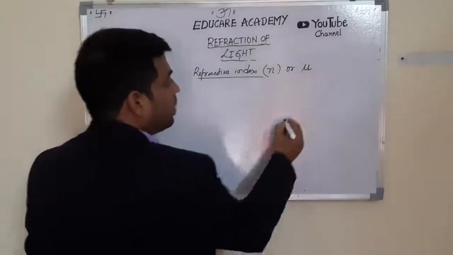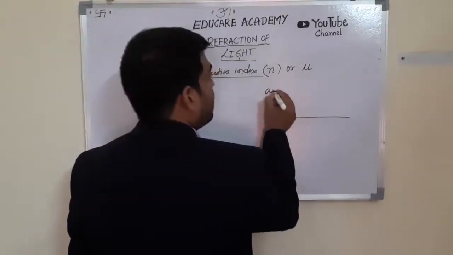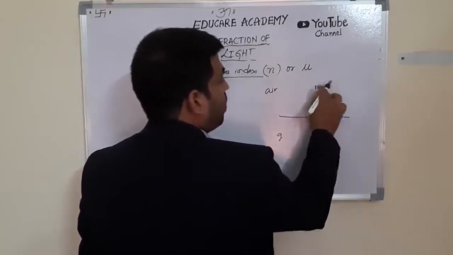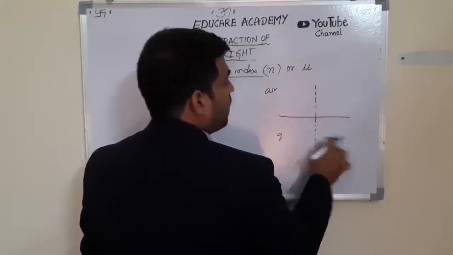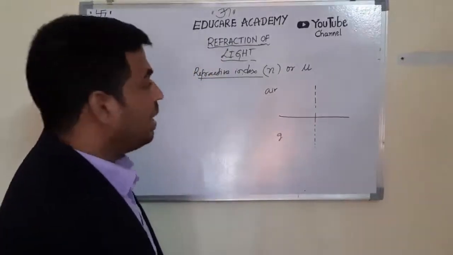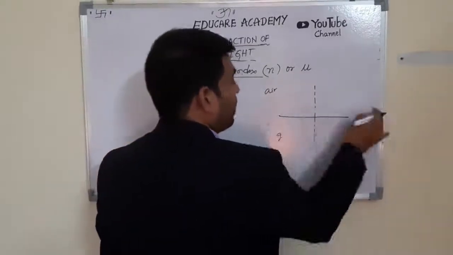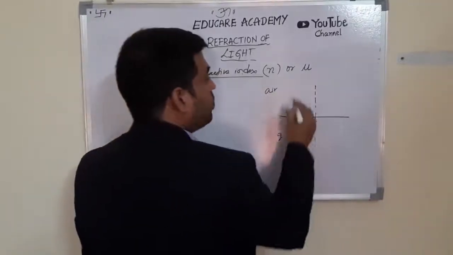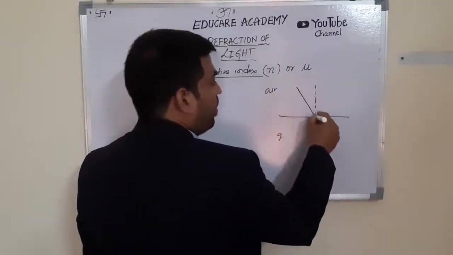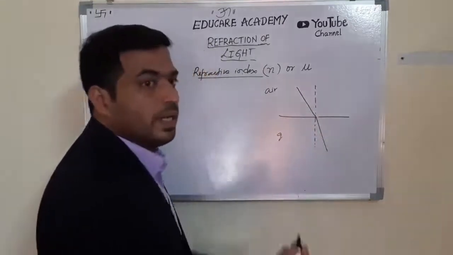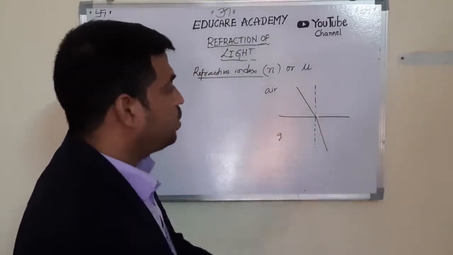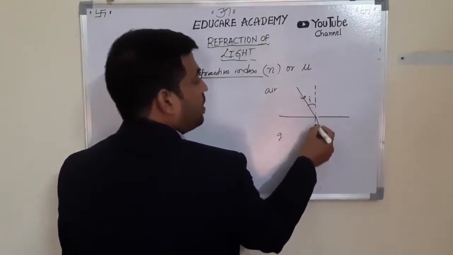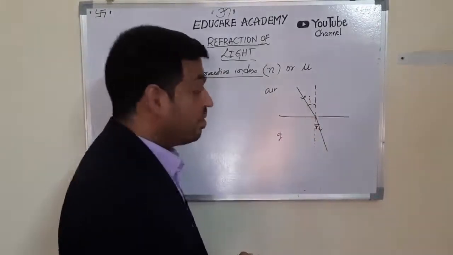Now consider the ray of light is going from air to glass medium. Now this is a normal. This normal is always given with a dotted line. So this is the surface which separates air and glass. Now here completely there is a glass medium. So light enters from air medium to glass medium. Since glass medium is a denser medium, obviously it bends towards the normal. This is the path of the ray. So this is angle of incidence and this is angle of refraction.